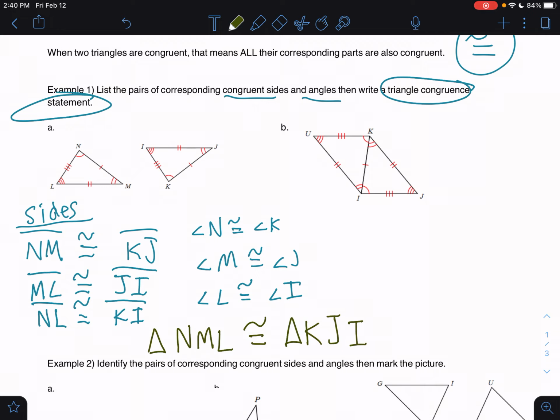And if we notice, this also matches our other statements because KJ is congruent to NM, right? We wrote that right here. Or ML is congruent to JI. And we wrote that right here. And then NL is congruent to KI. So see how that all matches up together? It has to be like that every time. Let's go on to our next one here.